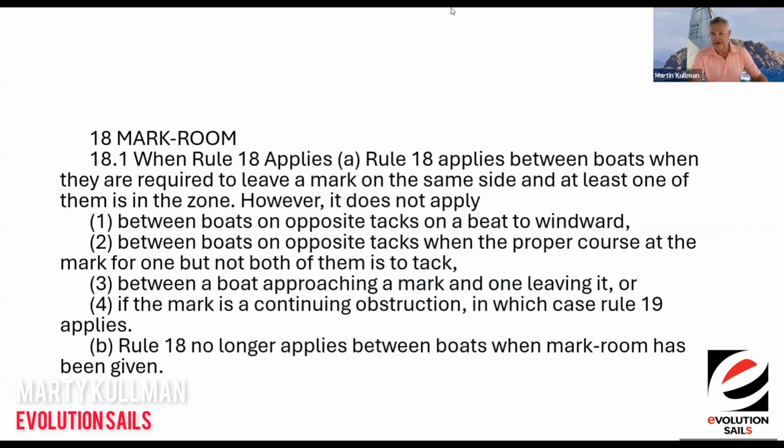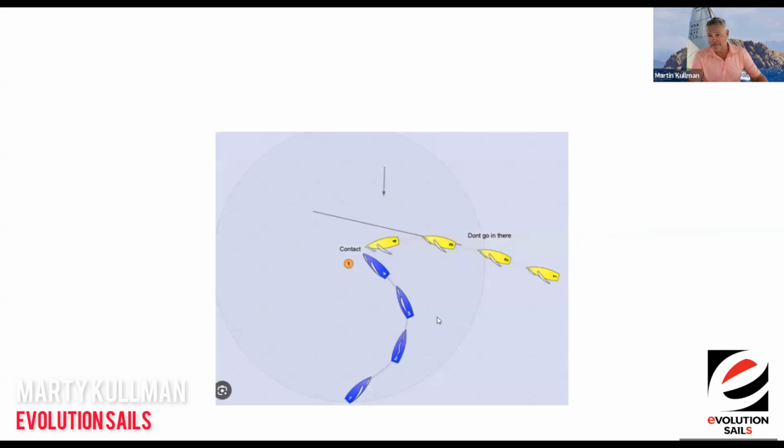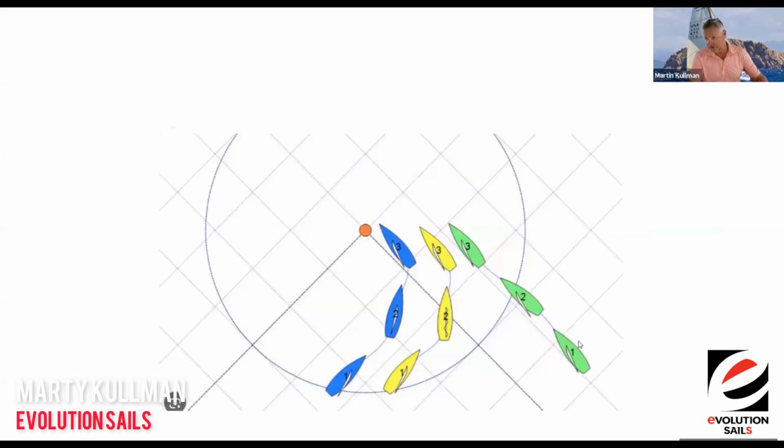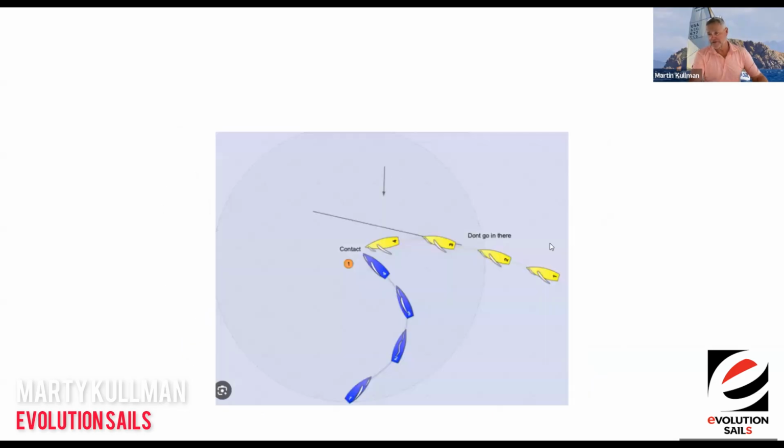Now, where we get in trouble is when there's scenarios like this. Boats are coming in on starboard, boats are coming in on port, and they're tacking inside of the zone. The way the rule works here, the yellow boat coming in is above close hauled, correct? Close hauled would be about where those dashed lines are.